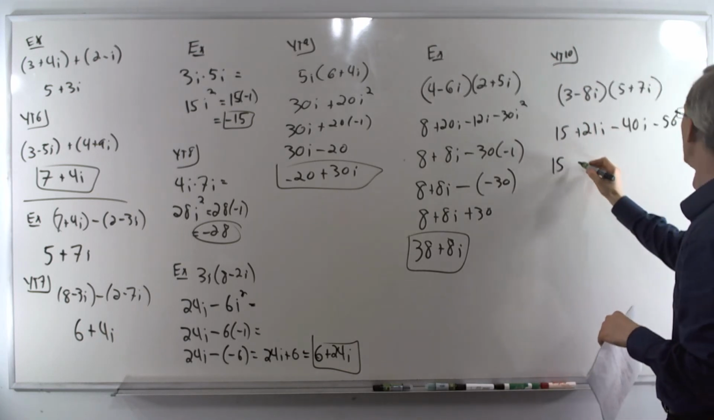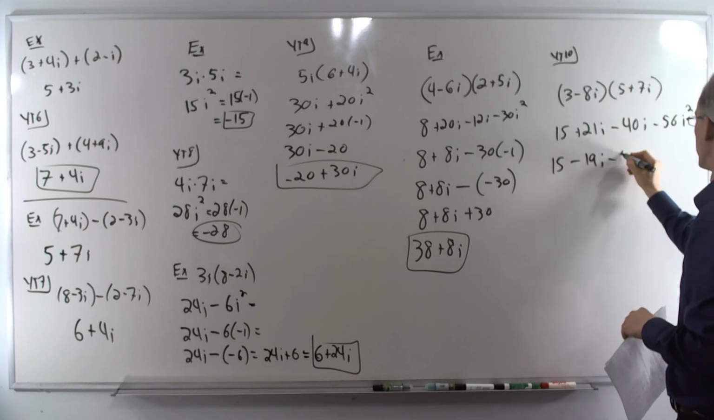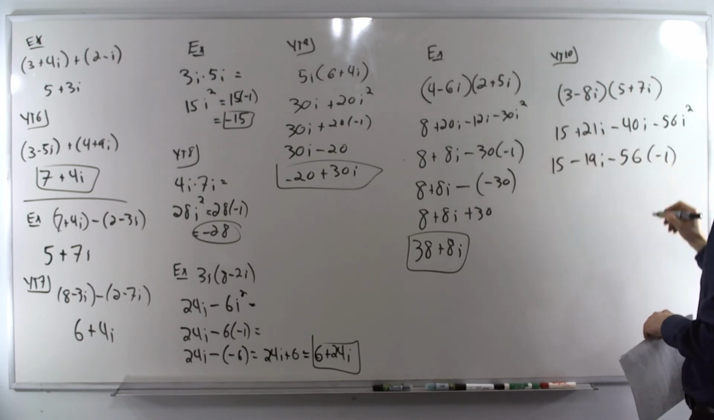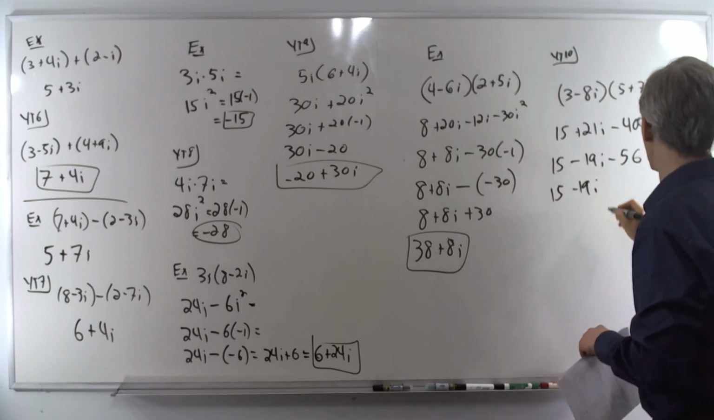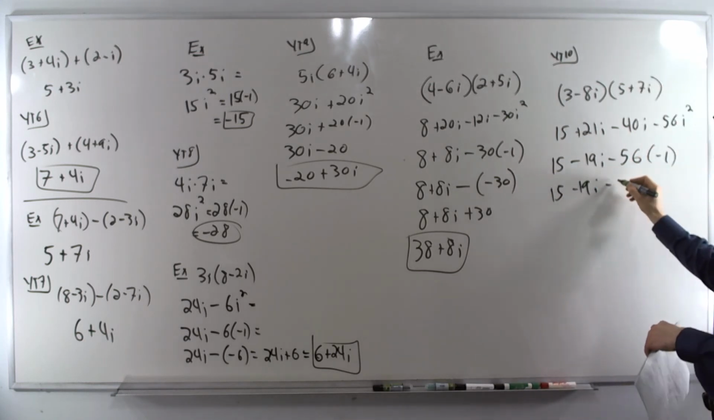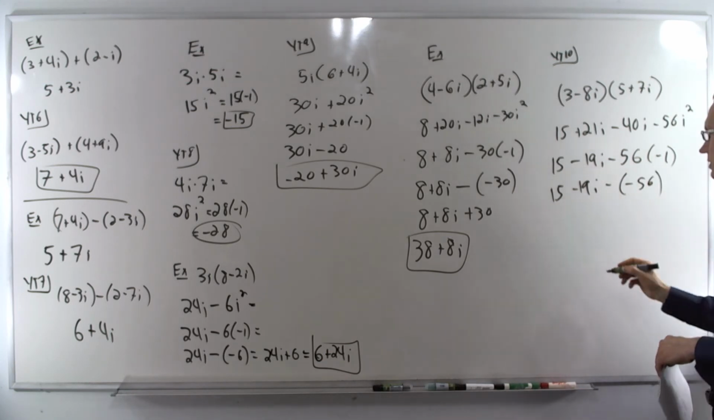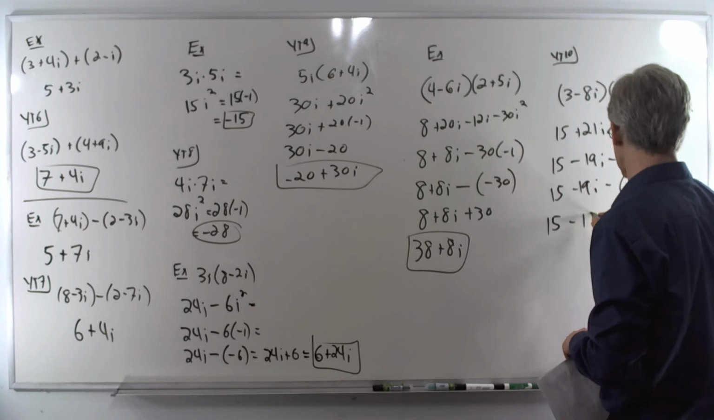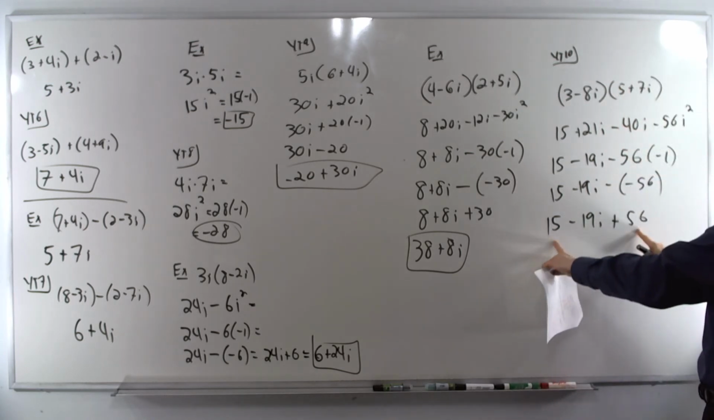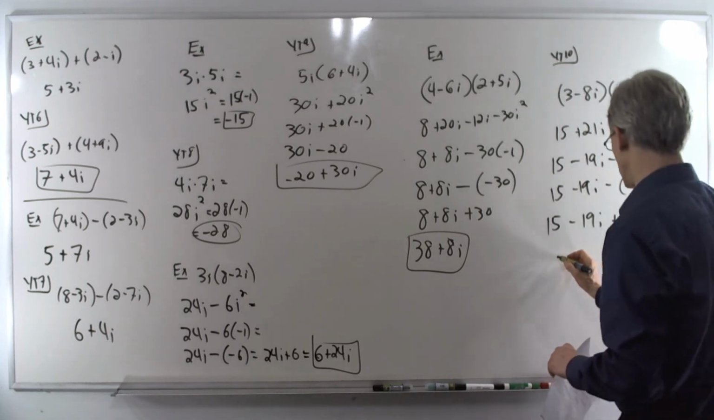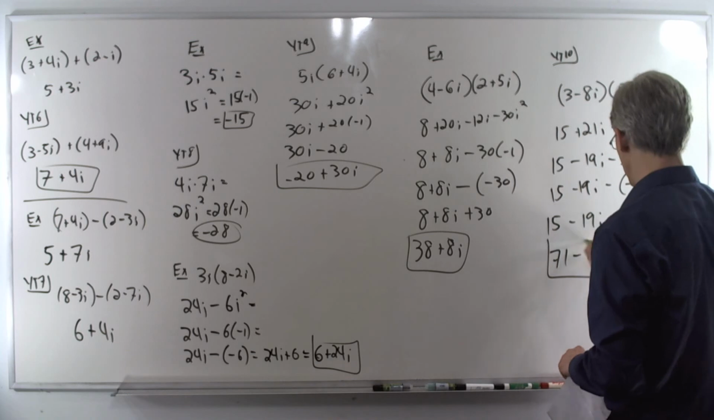15 minus 19i. And then over here we got a minus 56 times negative 1. So that gives us 15 minus 19i minus negative 56. So we're going to turn this into addition. So that's 15 minus 19i plus 56. And we can combine constants. It's 71 minus 19i.